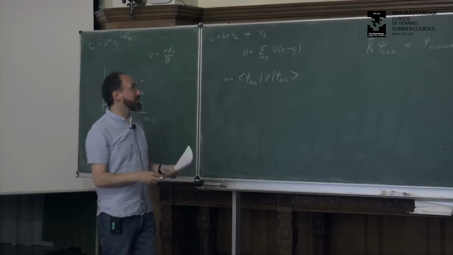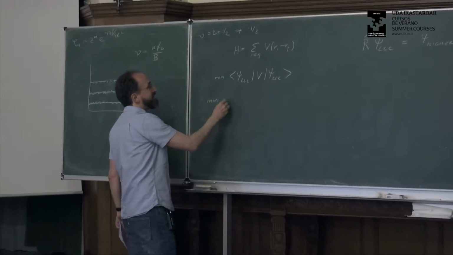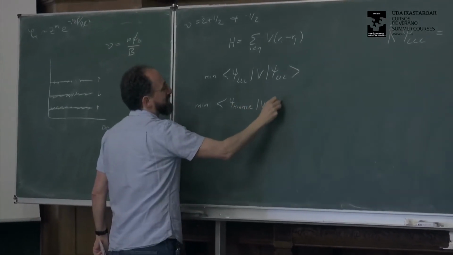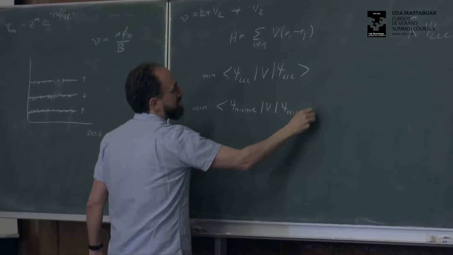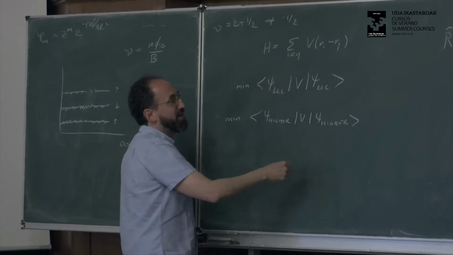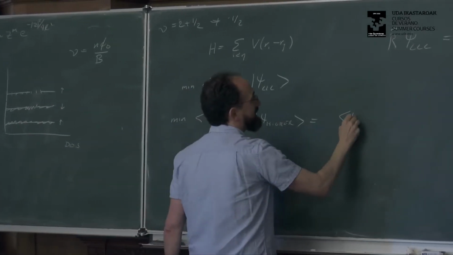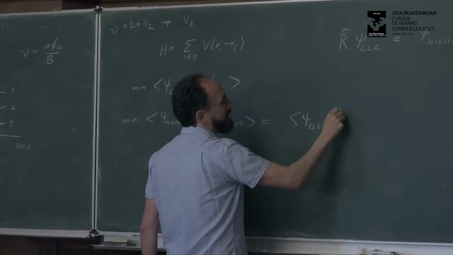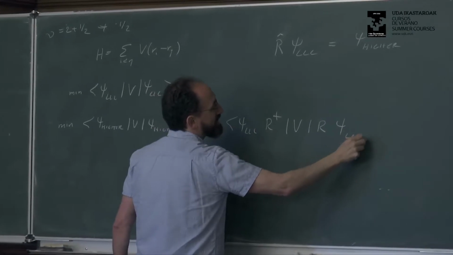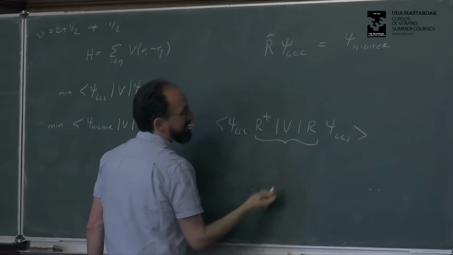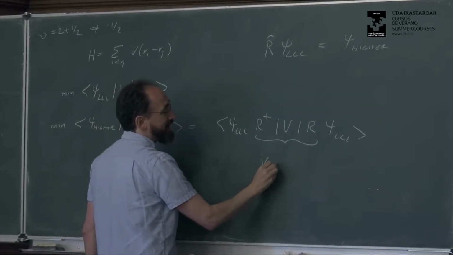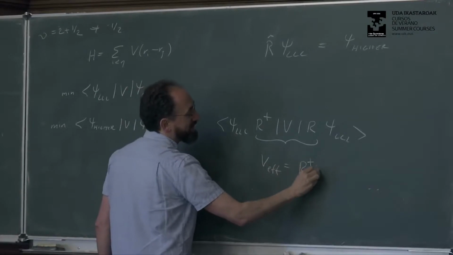If we're in a higher Landau level, we're doing a slightly different game. We want to minimize psi higher, V, psi higher, like this. And we can write the psi higher as this raising operator applied to the lowest Landau level. So we write it as psi lowest, times this raising operator, times the interaction, times the raising operator, times psi lowest Landau level. So you can think of the higher Landau level as being just like the lowest Landau level, except with an effective interaction, which has these raising operators attached to it.